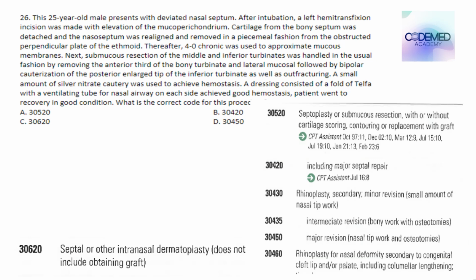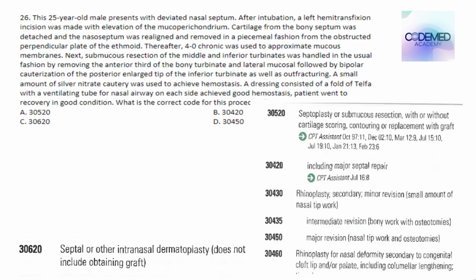Next, submucosal resection of the middle and inferior turbinate was handled in the usual fashion by removing the anterior third of the bony turbinate and lateral mucosa, followed by bipolar cauterization of the posterior enlarged tip of the inferior turbinate as well as the outfracturing. A small amount of silver nitrate cautery was used to achieve hemostasis. A dressing consisting of a fold of Telfa with a ventilating tube for nasal airway on each side achieved good hemostasis. The patient went to recovery in good condition. What is the correct CPT code for this procedure?